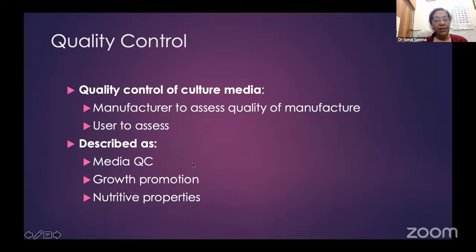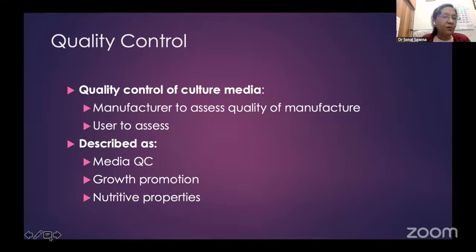So, when we need quality control, remember, very often students get confused that if we're getting a ready-made media, should we do quality control of that media? In the chat box, please, if you're getting a ready-made media, should you do a quality control? The manufacturer has done a quality check. Why should we bother? So many of you are saying yes, ma'am. But the manufacturer did it. So why do we need to do it again? The user has to assess the properties.